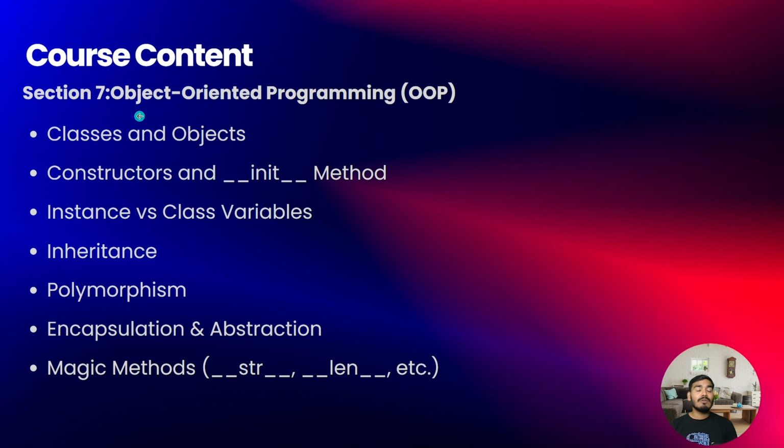In section 7, we will understand the OOPS concept, object-oriented programming like class, object, constructor, instance, class variable, inheritance, polymorphism, encapsulation, abstraction, and magic methods like underscore str and underscore len. So we'll understand these kinds of magic methods in the OOPS concept.